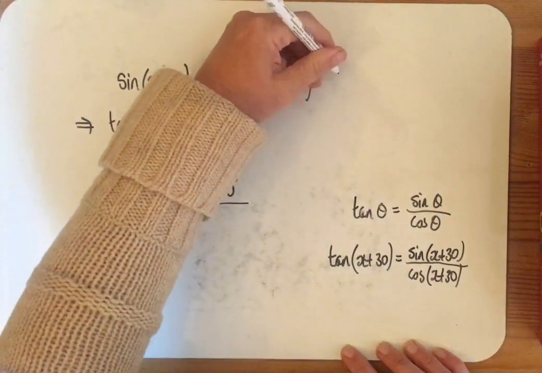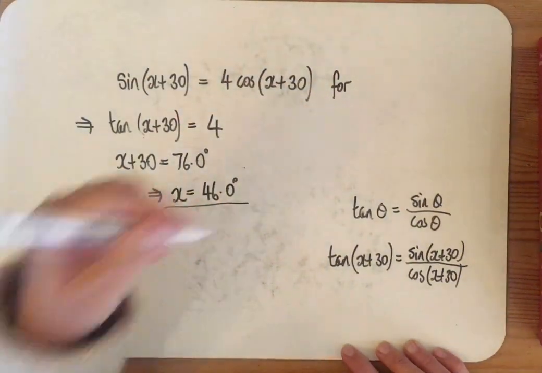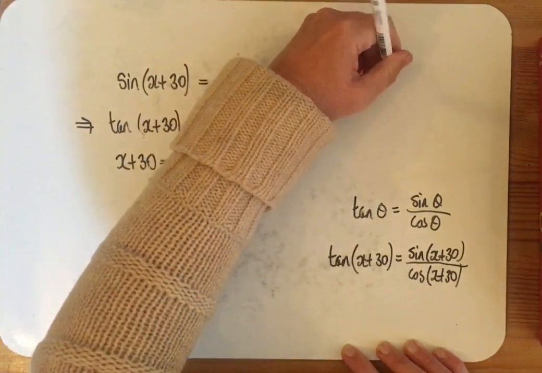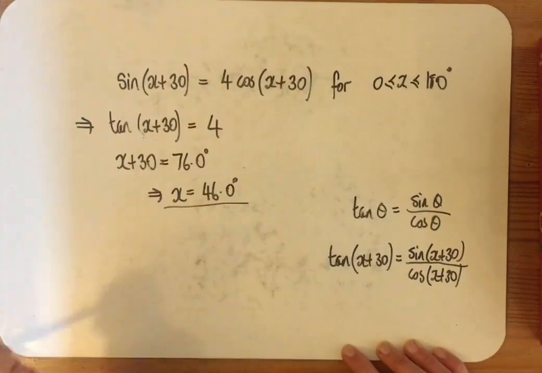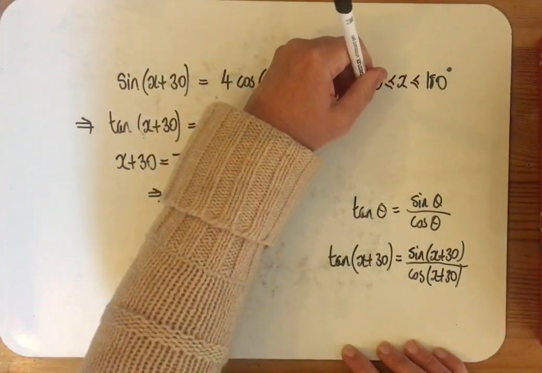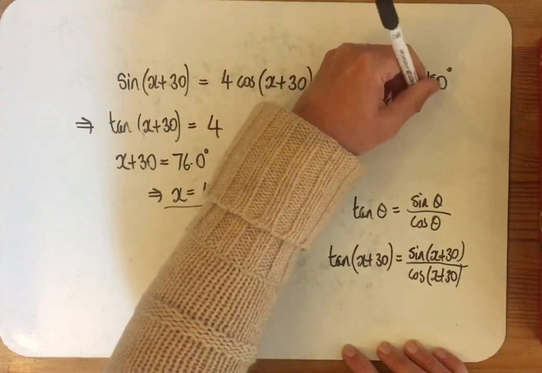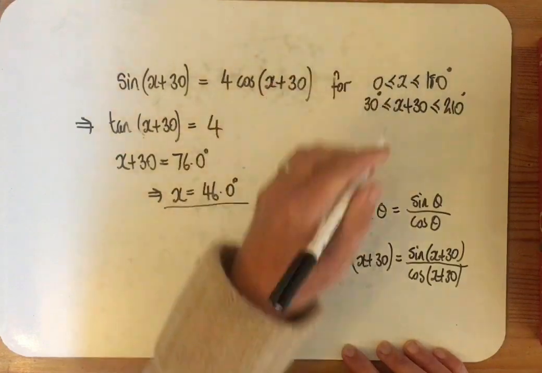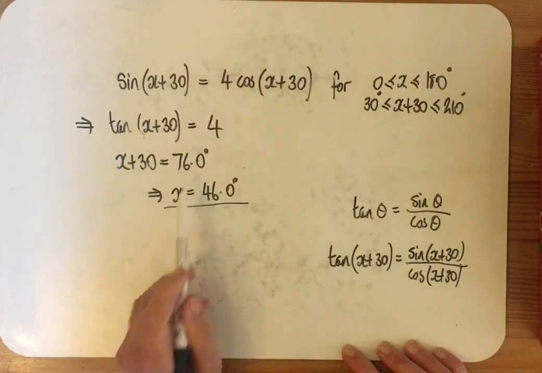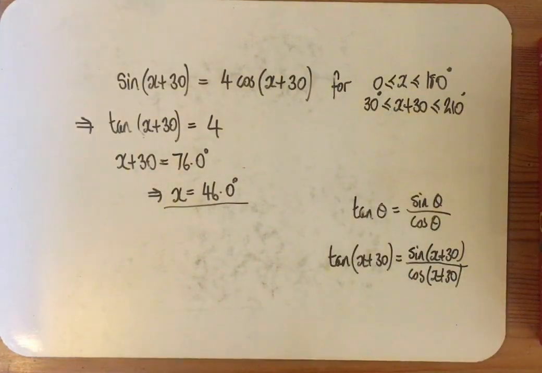Let's be really lazy and do 0 less than or equal to x less than or equal to 180, and then obviously you should have added 30 onto that at the beginning. So we'd be looking for solutions between 30 and 210, and then taking 30 away to take us back between 0 and 180.